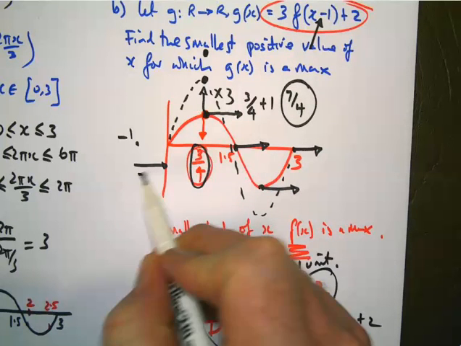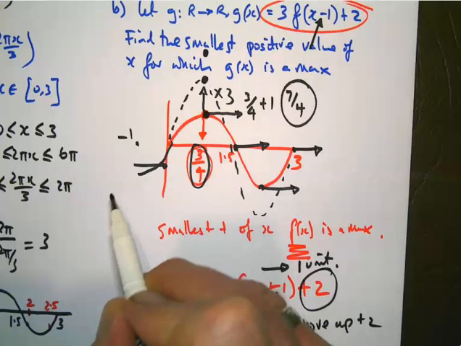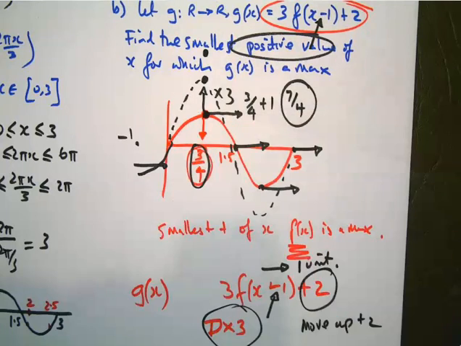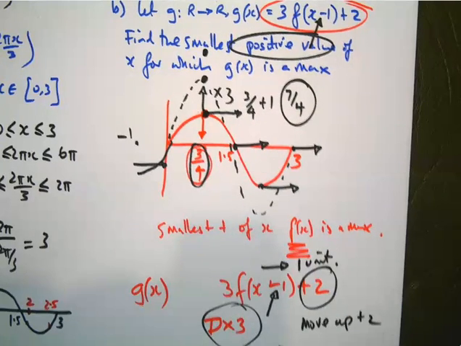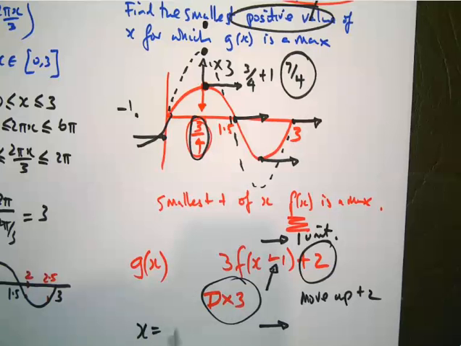Will from here another maximum value of the function come into the positives? No. x has to be a positive value, so the smallest value of x that makes g(x) a maximum is x equals 3 on 4 plus 1, or 7 on 4.